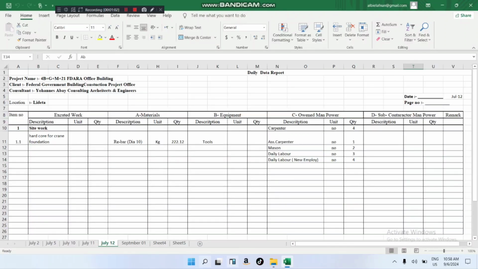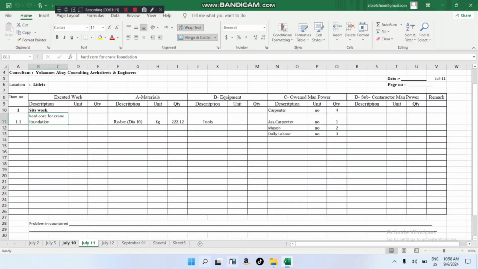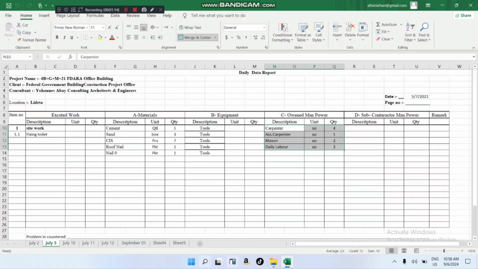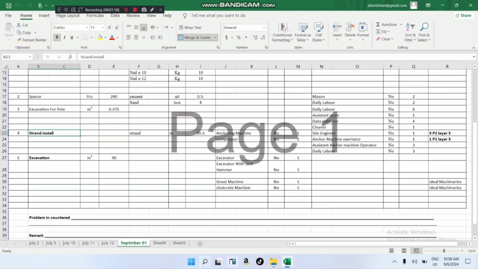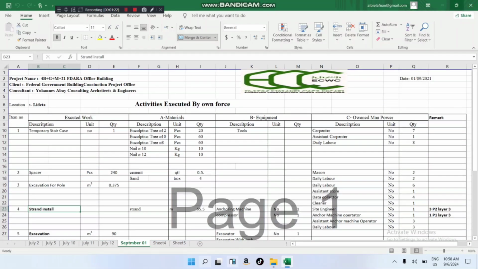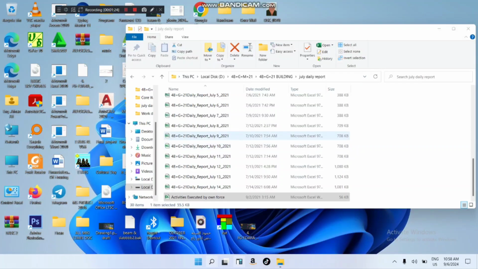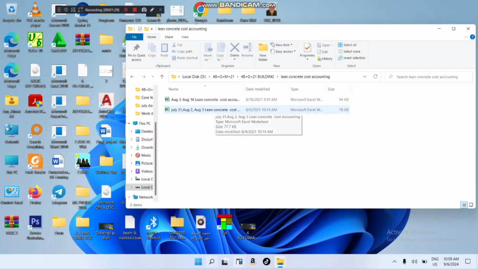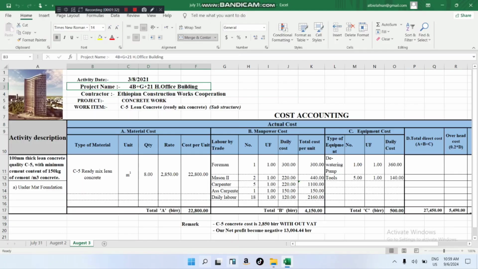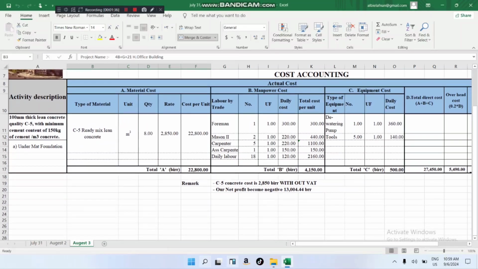Anyhow. This was per daily, but this I saw it here, but I don't know, I didn't work on this. This also is cost accounting, like cost breakdown. Okay, we can see the cost breakdown also.